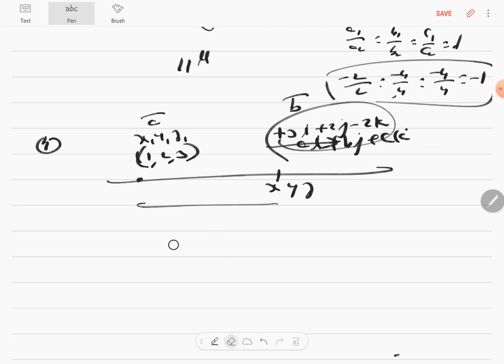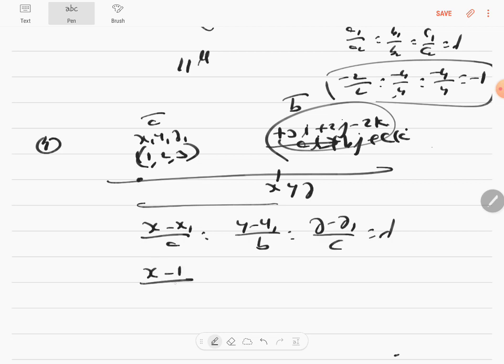So the formula is x minus x1 by a is equal to y minus y1 by b is equal to z minus z1 by c is equal to lambda. So x minus 1 by 3, which is the direction vector here, is equal to y minus the point 2 by the parallel vector, is equal to z minus z1, which is 3, by the parallel vector, is equal to lambda.